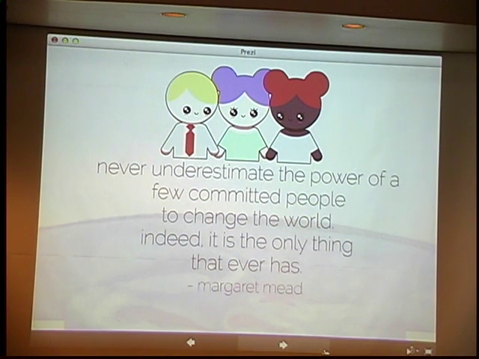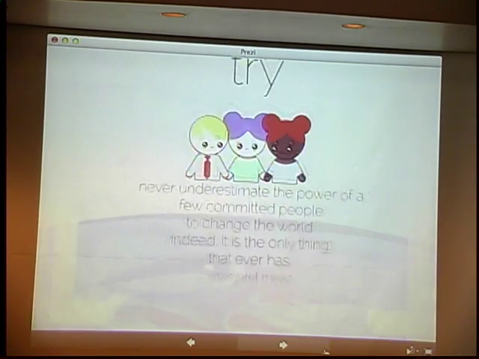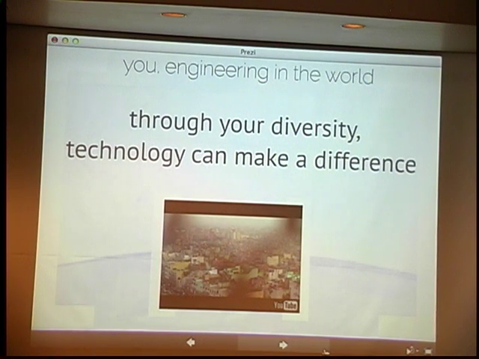And so I chose this quote from Margaret Mead. Never underestimate the power of a few committed people to change the world. Indeed, it is the only thing that ever has. So, you, engineering in the world. The take-home message: through your diversity, technology can make a difference. You can embrace global citizenship, and you don't have to go overseas to do it. You can start doing it in your day-to-day life.